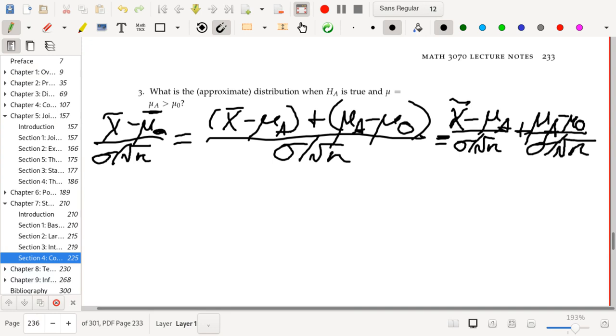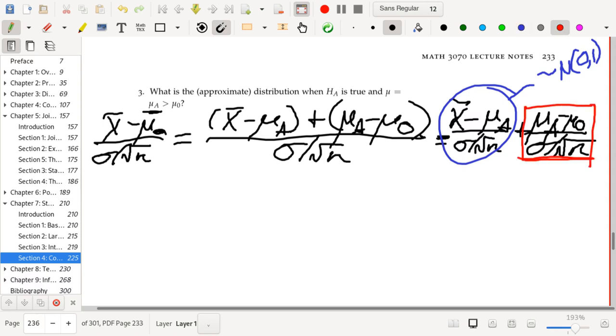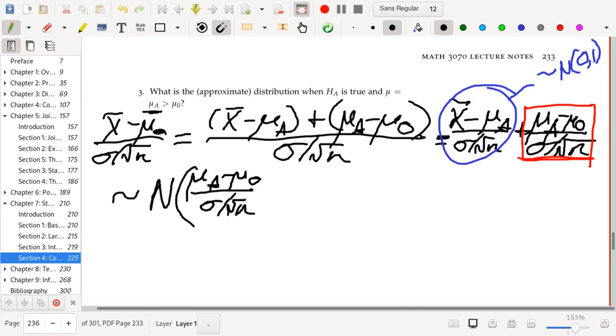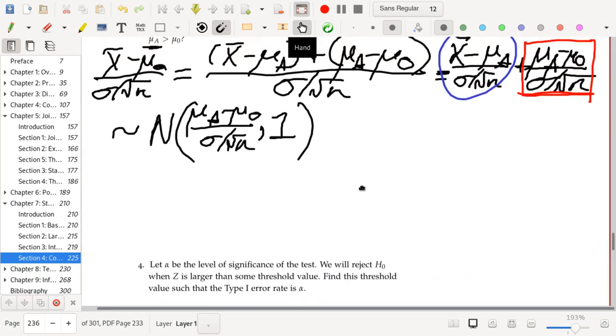And if the alternative hypothesis is true, then the distribution of this thing will be a standard normal distribution. So that means that we have a standard normally distributed random variable shifted by this amount that I have in the red box. So the distribution of the test statistic in this scenario will be a normal distribution with mean (mu a minus mu naught) over (sigma over root n) and standard deviation 1. All right, this is valuable to look at. Let's think even harder about this.